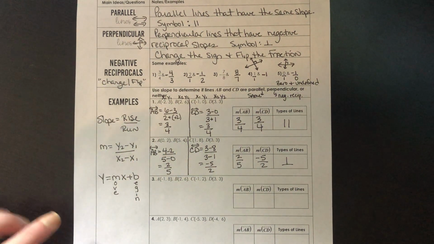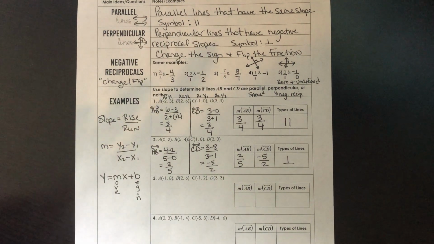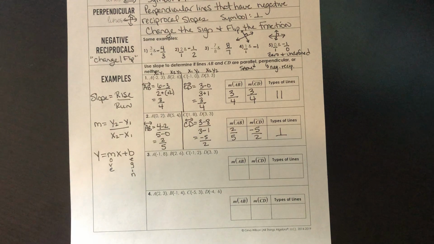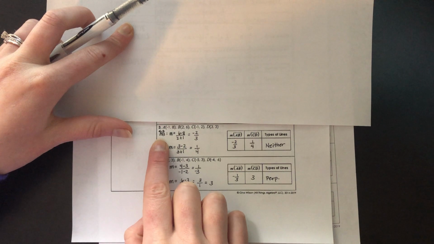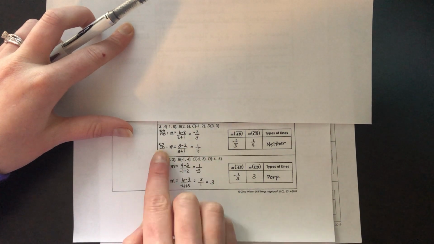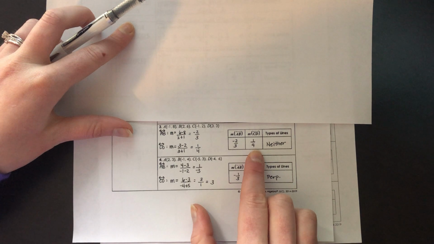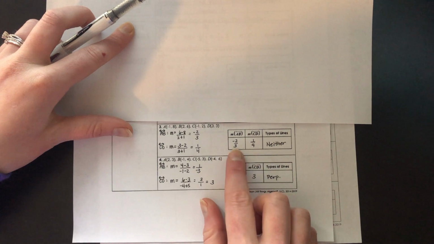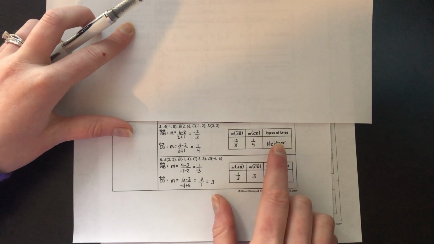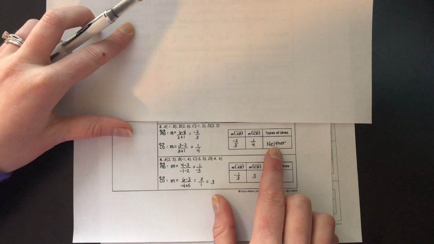All right? Okay, so pause the video and try out 3 and 4. All right, so for 3 and 4, you would get that the slope of line AB is negative 2/3 and line CD is 1/4. Notice that they are not flipped. They're not even alike. They're not even the same, so it's neither. They are not parallel. They are not perpendicular.